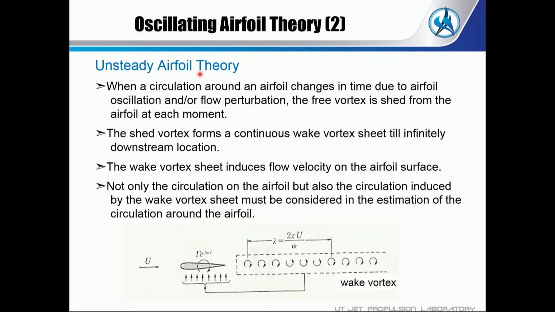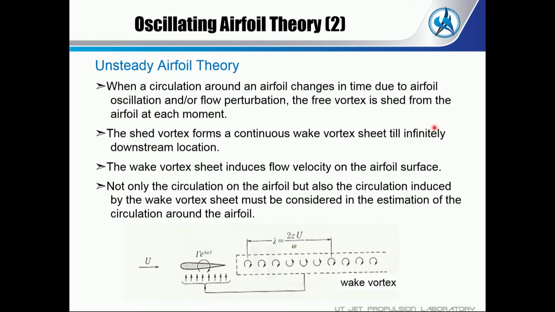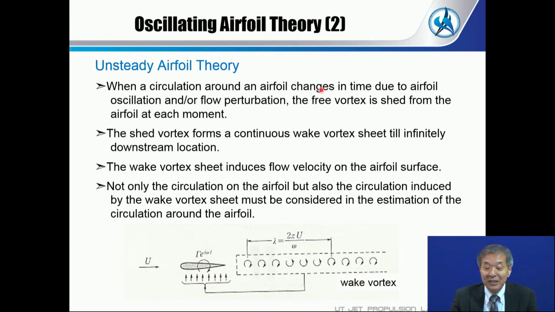So the circulation is maintained the same amount. But when a circulation around an airfoil changes in time due to airfoil oscillation and/or flow perturbation, the free vortex is shed from the airfoil at each moment. Okay, so this compensates the change in the circulation of the airfoil. The shed vortex forms a continuous wake vortex sheet till infinitely downstream location.